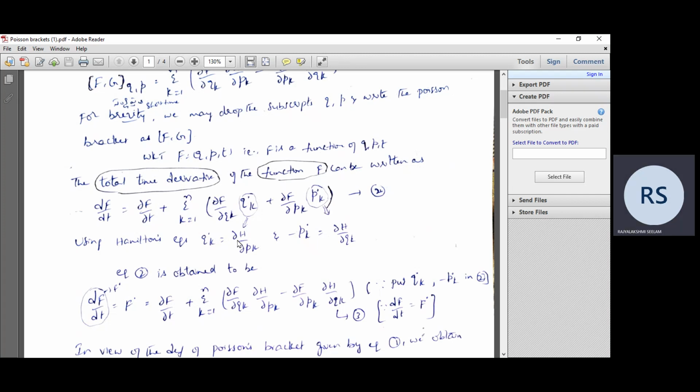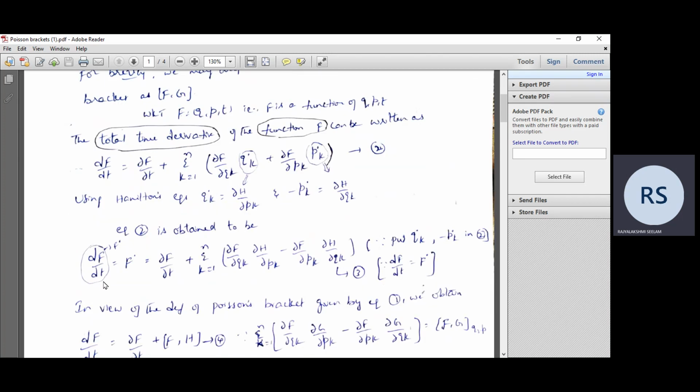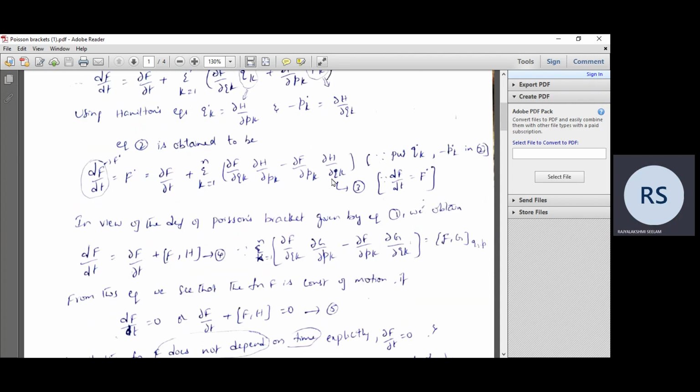If we replace these Hamilton's equations in equation number 2, we can write dF/dt, which is Ḟ, equals ∂F/∂t plus the sum over k equals 1 to n of ∂F/∂q_k, where q̇_k we are replacing with ∂H/∂p_k, minus ∂F/∂p_k ∂H/∂q_k, since ṗ_k equals minus ∂H/∂q_k. So this is equation number 3.